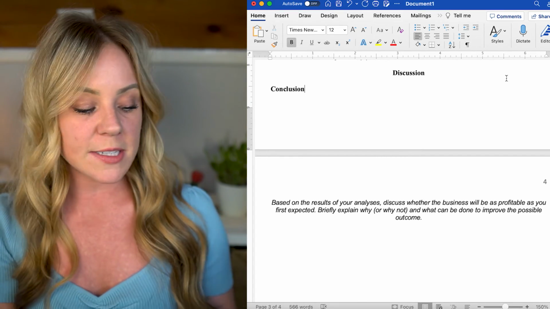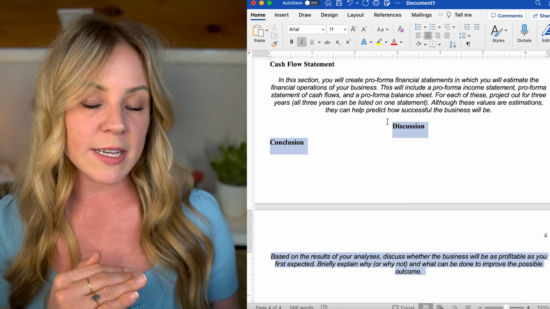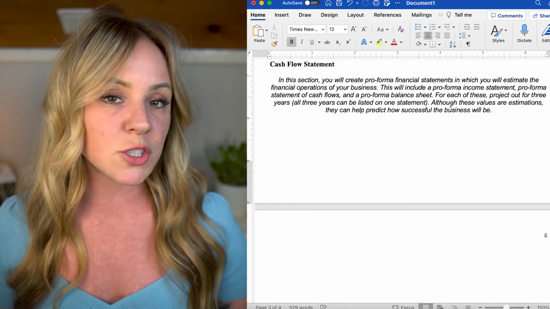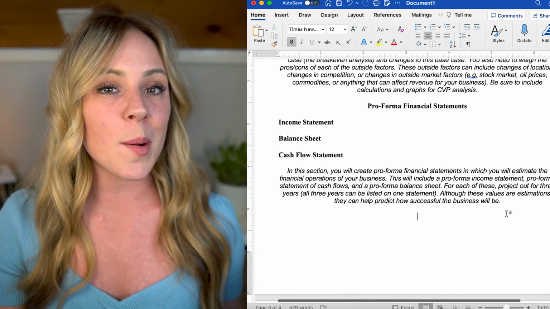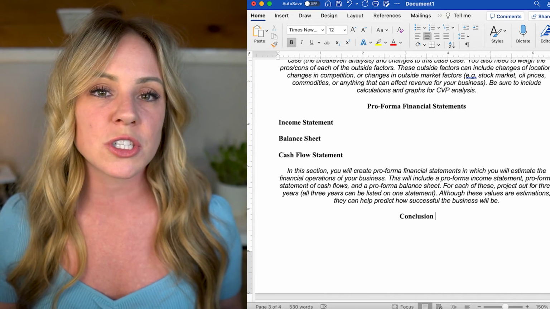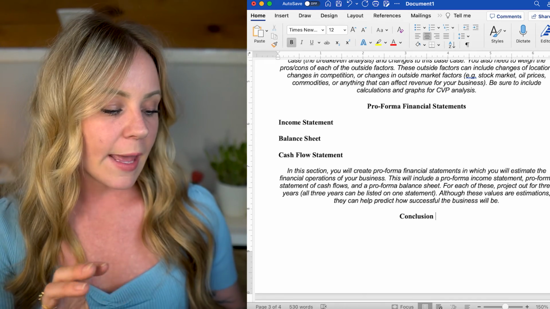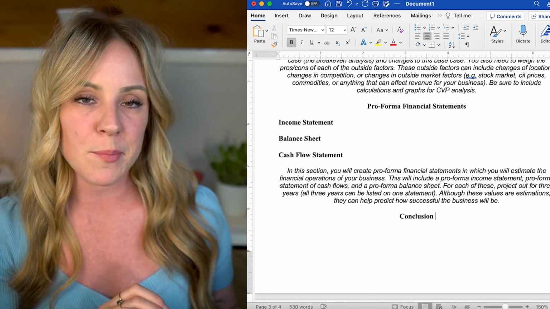Now, let's say that the discussion didn't exist in this assignment and the last objective was number 5, a pro forma financial statement. This is when I would opt for the other choice of creating a new main section for the conclusion, so that way it properly wraps up the entire paper and not just the objective number 5.